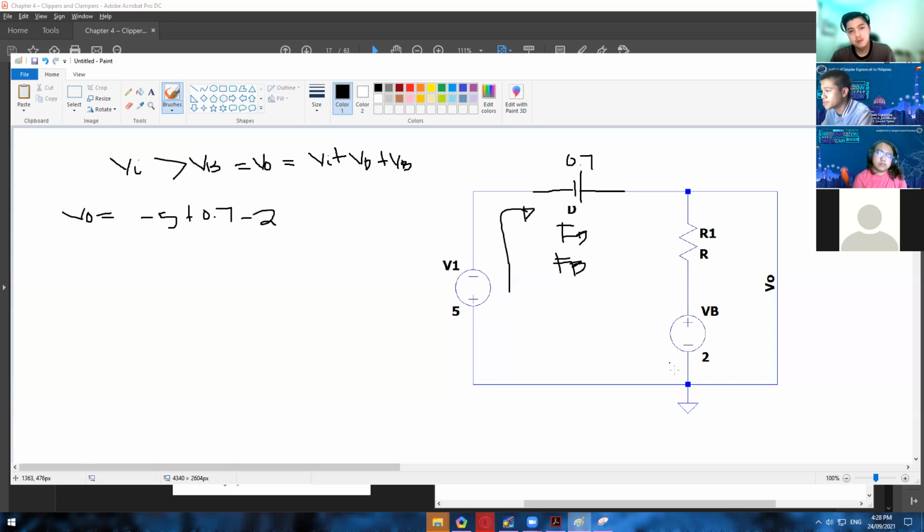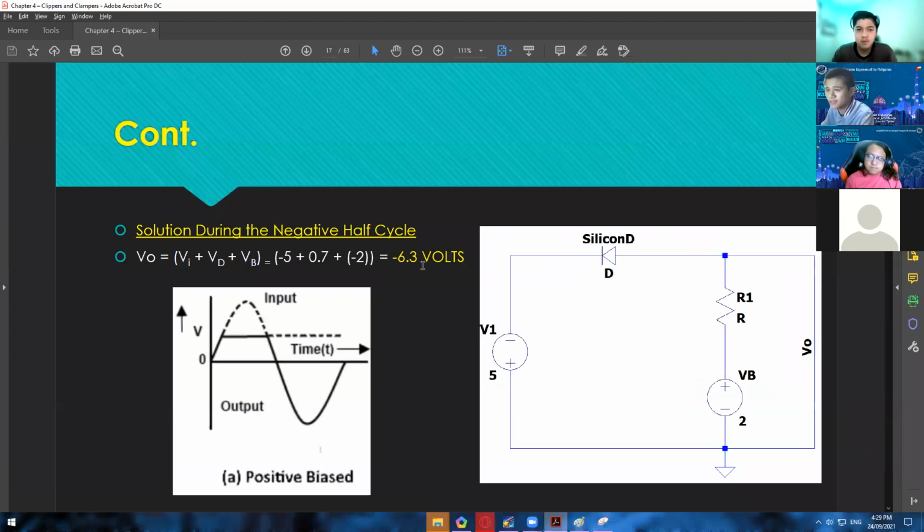So at this point, okay, kapag pinagsama-sama nyo lahat, okay, -5 plus 0.7 is equal to -4.3 minus 2 is -6.3. So at this point, -6.3 yung naging result natin. So that's the reading for our VO after passing through this entire path right here. So that is why we have -6.3 volts in here. Okay. So are we clear with negative half cycle?